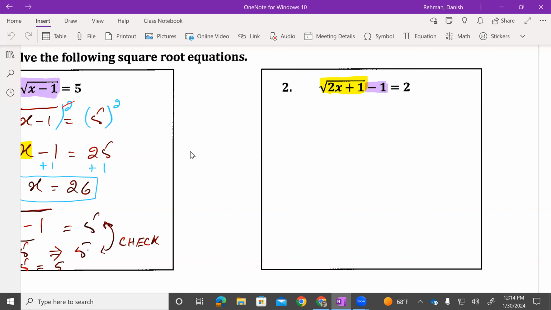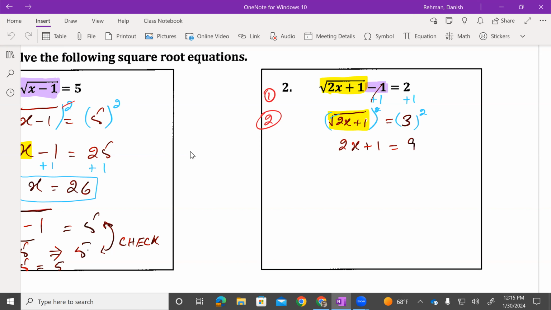We did step number 1. We did isolate the radical expression. It's now left alone. Whenever your radical expression is left alone, the next thing is that you will square on both sides. So my step number 2 is going to be taking a square on both sides, right? That will let the square root and the square cancel out with each other, and I will be left with 2x plus 1 equals a 9.